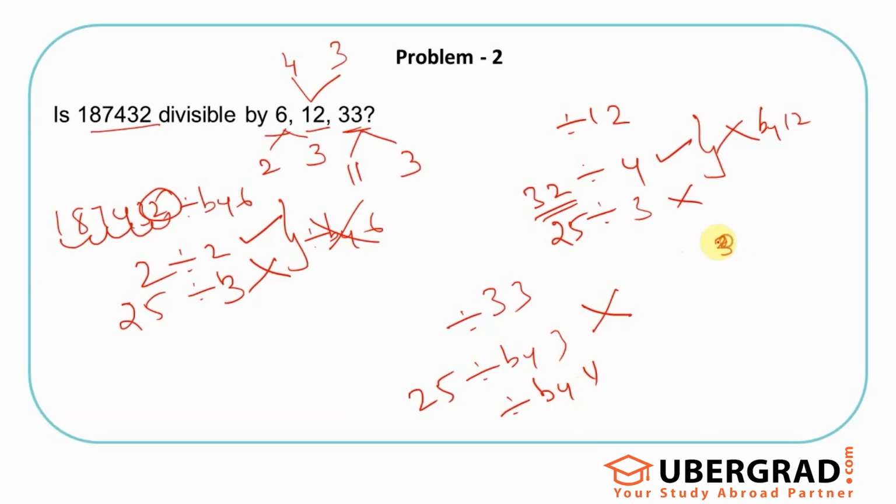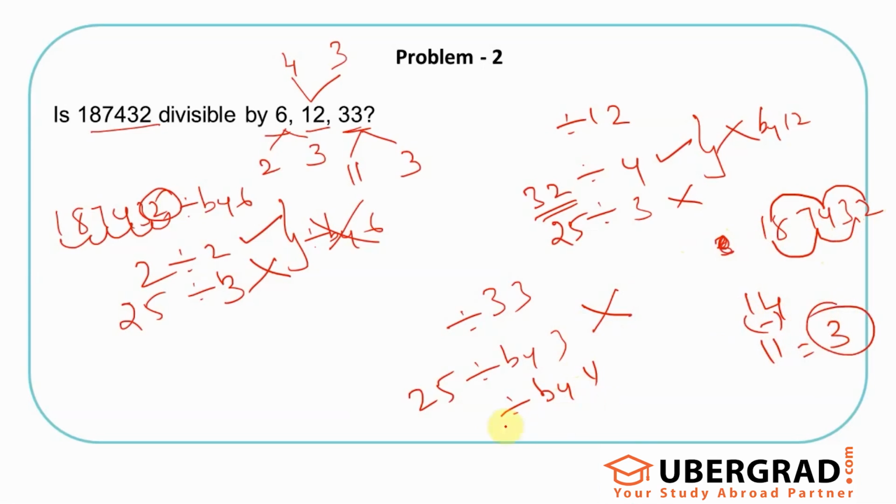So 11, sorry, for 11 I have to use the alternate digits, right? 2 plus 4, 6, 6 plus 8, 14, 3 plus 7, 10, 10 plus 1, 11. I don't know why we always end up with 3 as a difference, but yeah. So the difference is 3. It's not divisible by 11. Hence, this number is not divisible by 33.